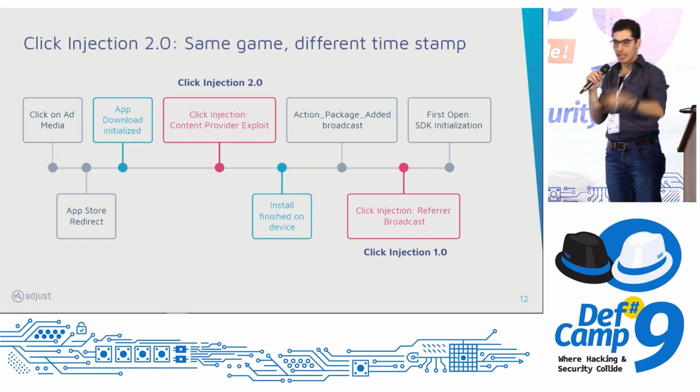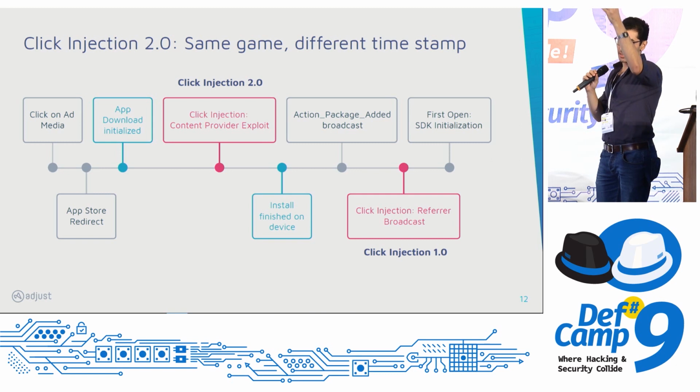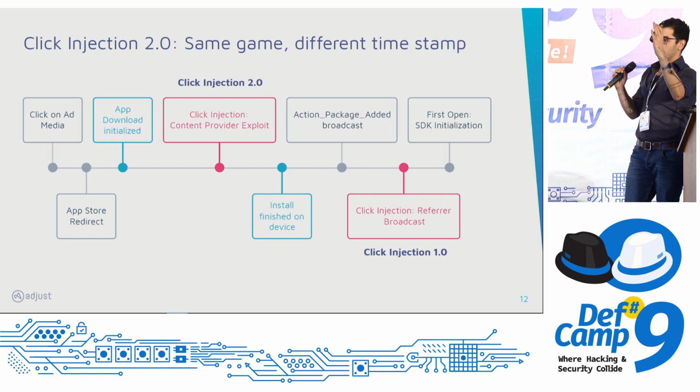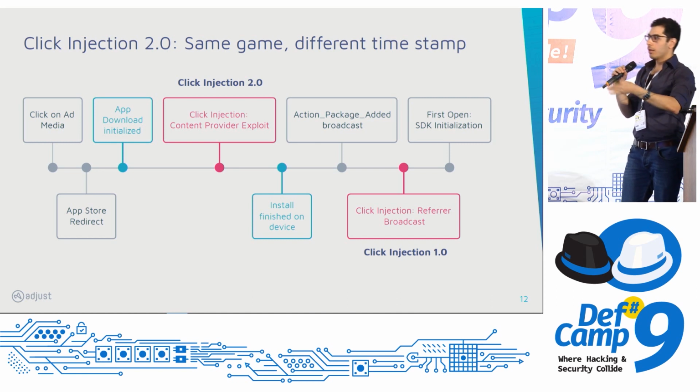Basically, they just changed the timestamp. So right now, instead of having the timestamp of the download installing, they have the timestamp when the download has started, and they can use that to attribute.